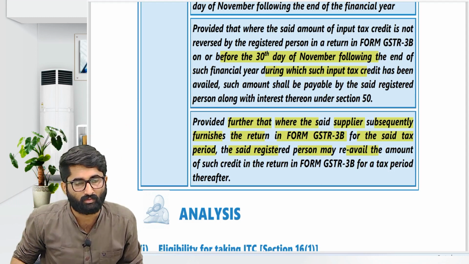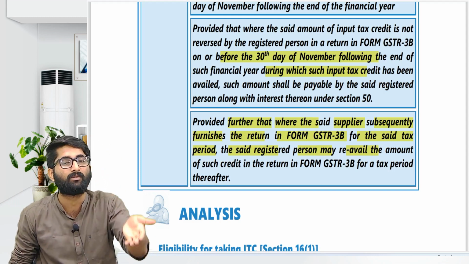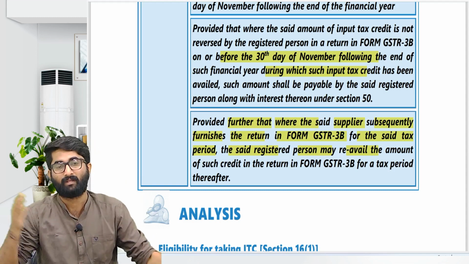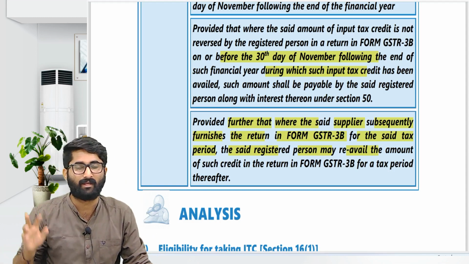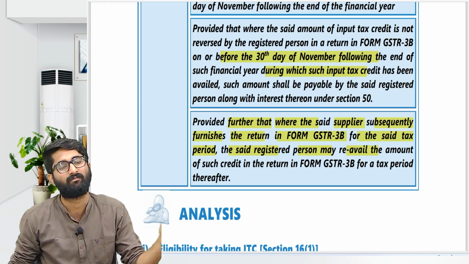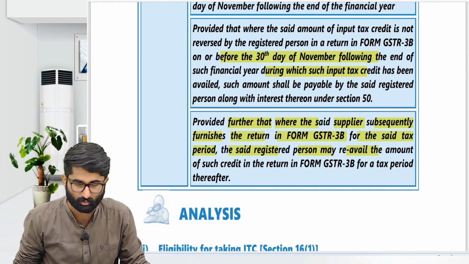And proviso number 2 is that within 180 days I have to pay the supplier, otherwise after the 180th day, in the very next return I have to reverse the ITC with interest, and I can re-avail the ITC as given in rule number 37.